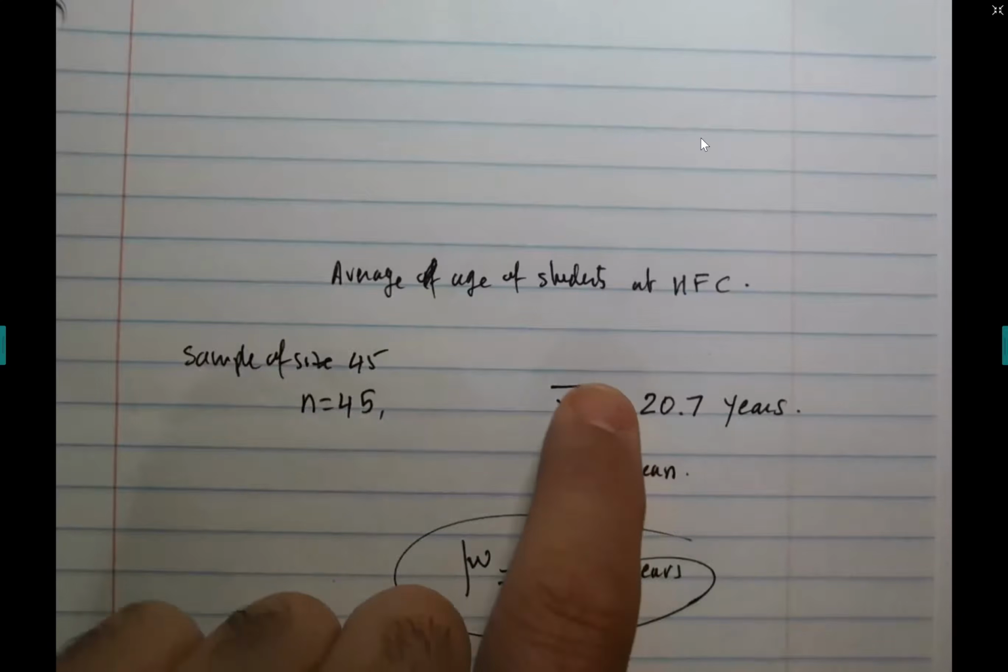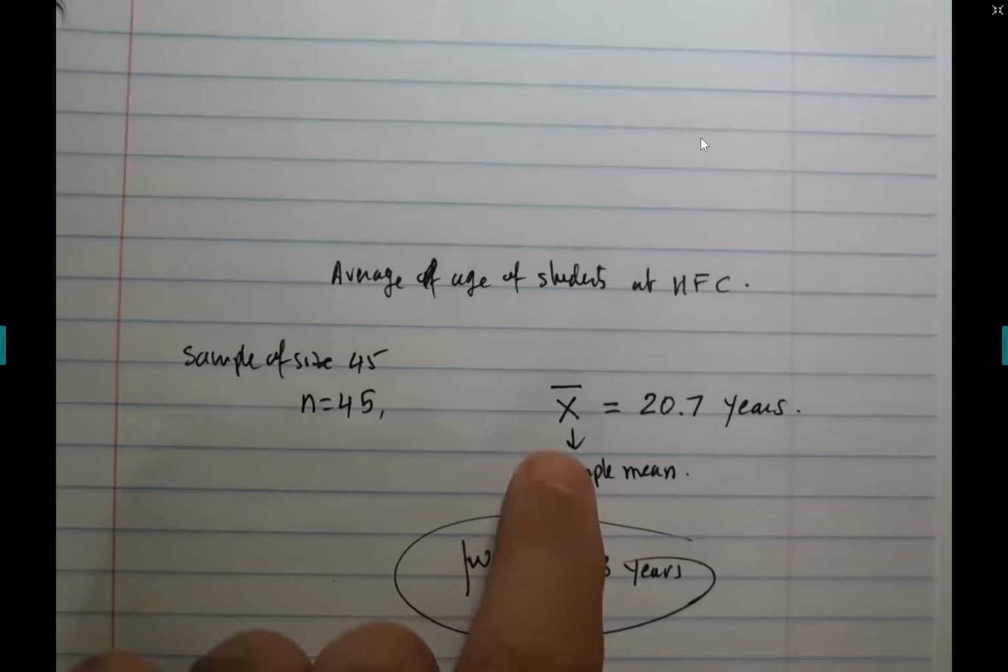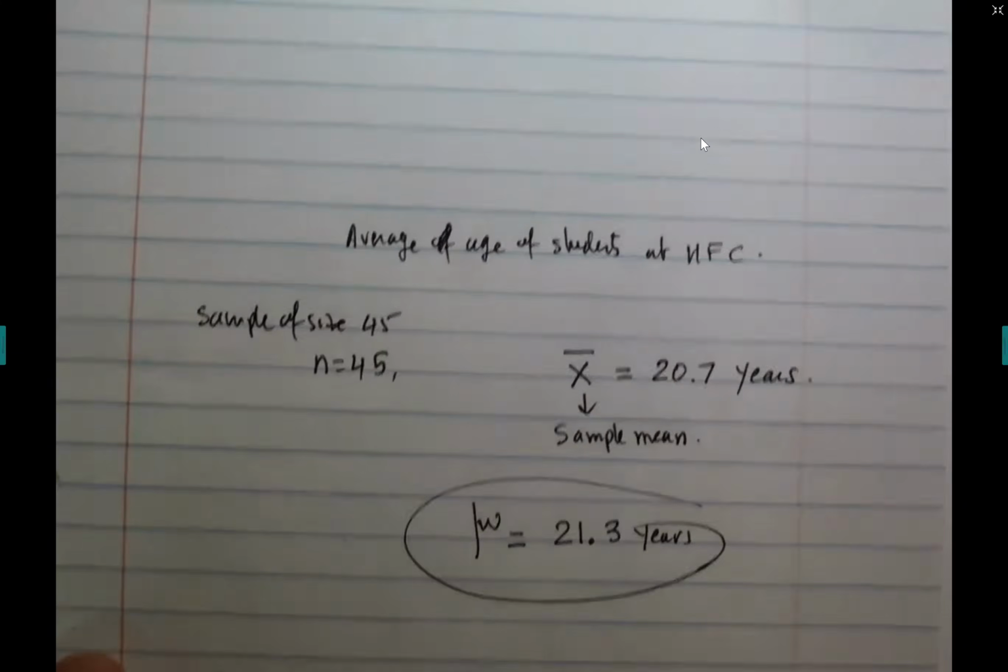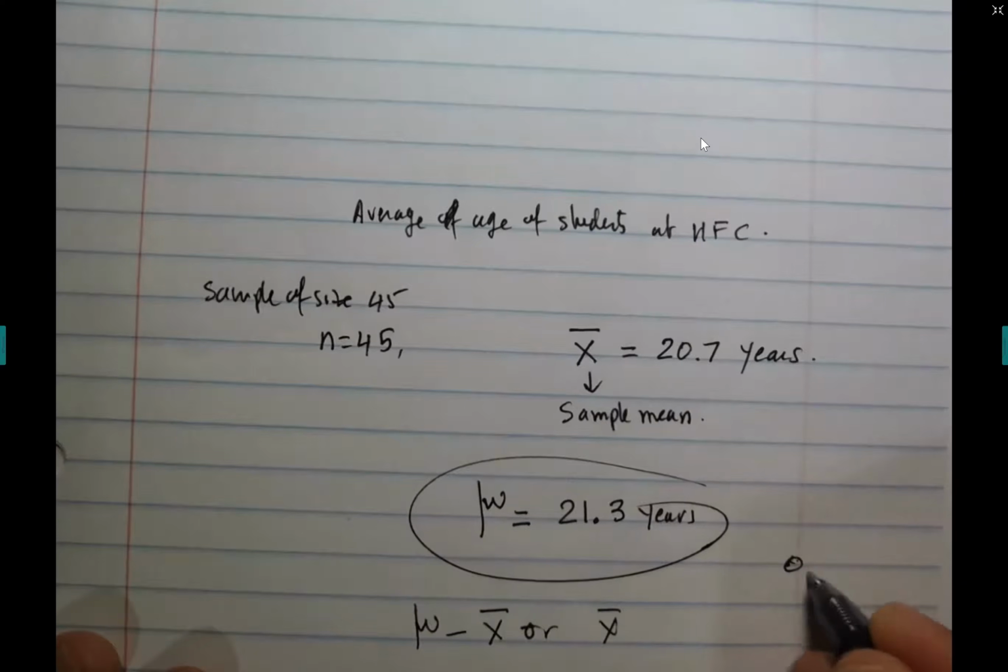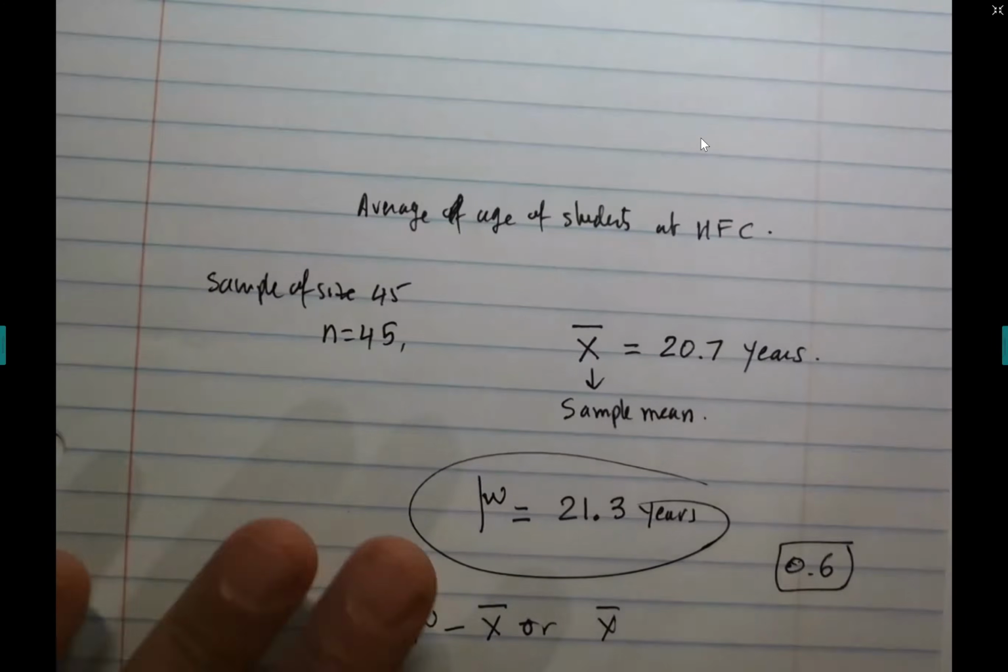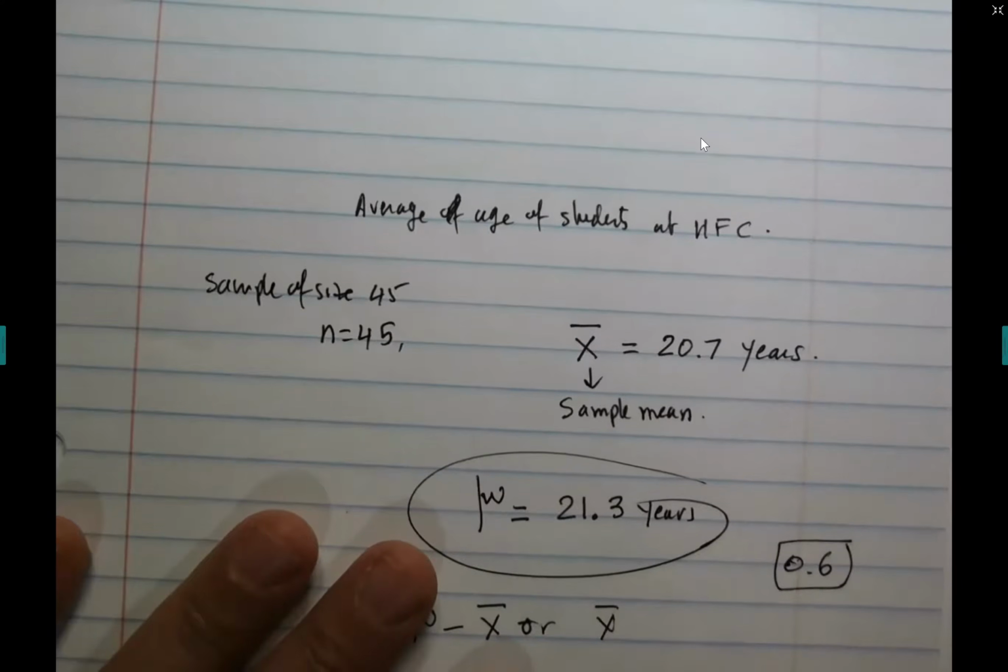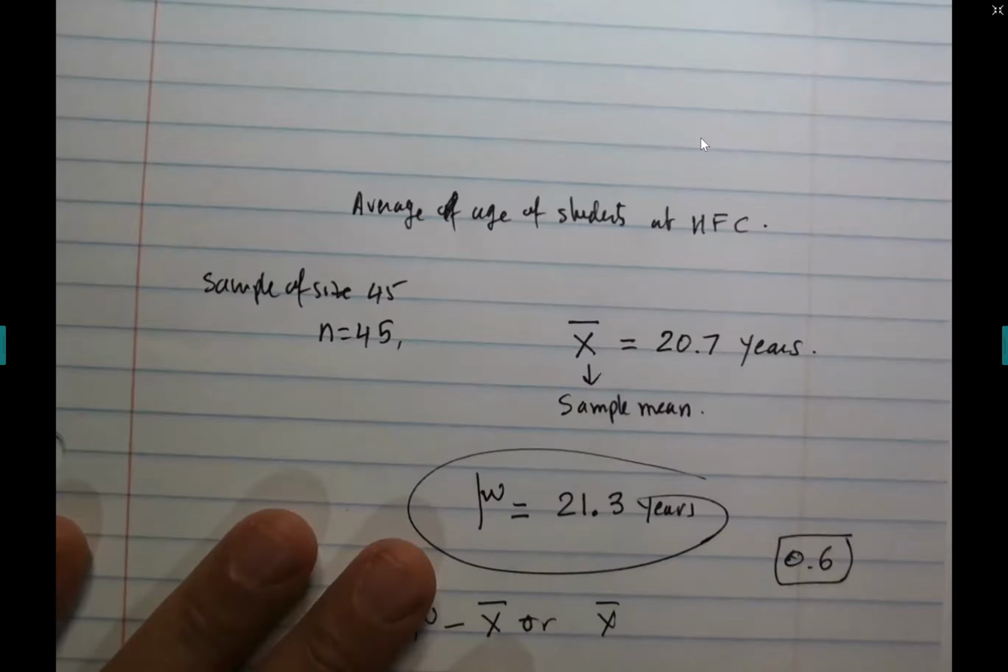If you take the difference between the actual value and the estimated value, what would you get? 0.6. Yeah, 0.6. Does anyone know what 0.6 is? It is the margin of error. This is the margin of error, guys. So the margin of error is the difference between the actual value and the estimated value.